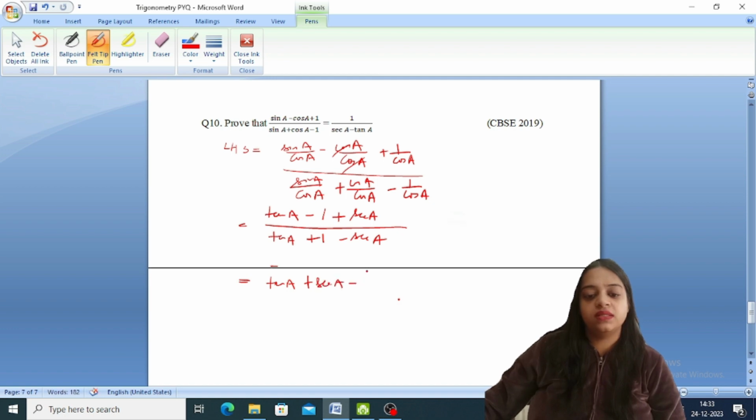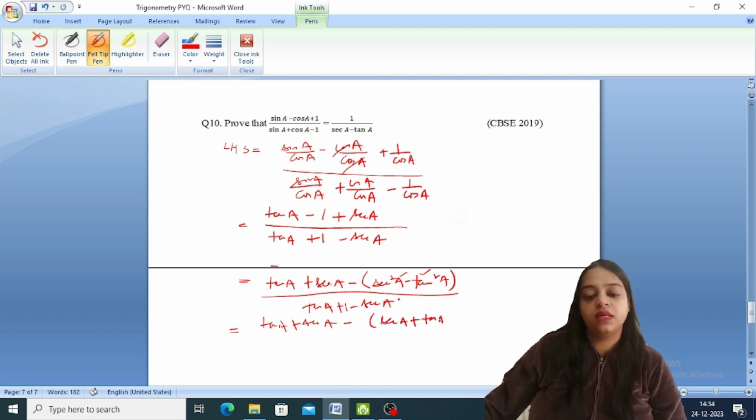minus 1 is there. Instead of 1 I am writing secant square A minus tan square A, because secant square A minus tan square A is also 1. This is tan A plus 1 minus secant A. Now I am applying identity here, A square minus B square. This is tan A plus secant A minus secant A plus tan A minus secant A minus tan A upon tan A plus 1 minus secant A.